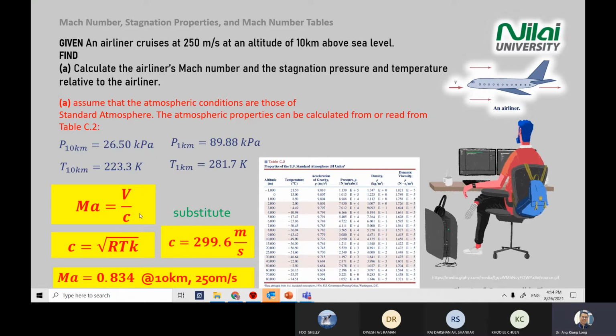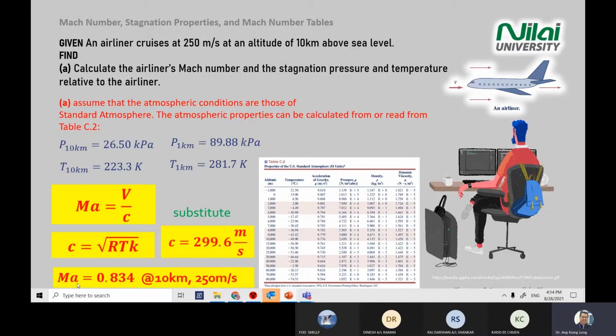0.8 Mach number is dimensionless because you cancel meter per second above and meter per second below. You cancel the 2 units. Mach number is dimensionless, does not have a dimension. It's just a ratio that tells you what the Mach number is.